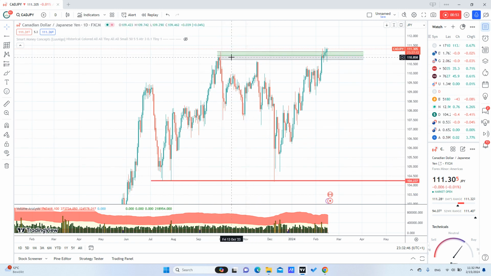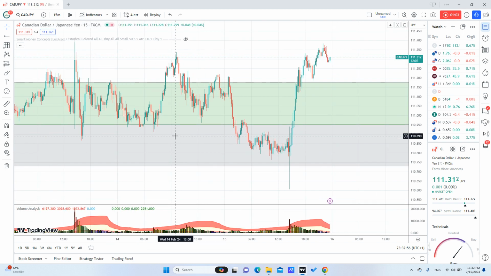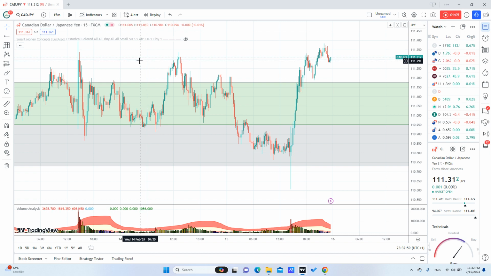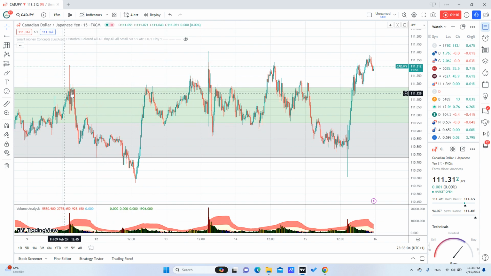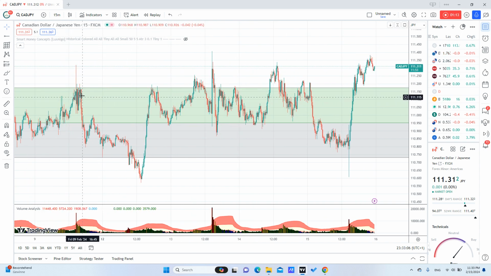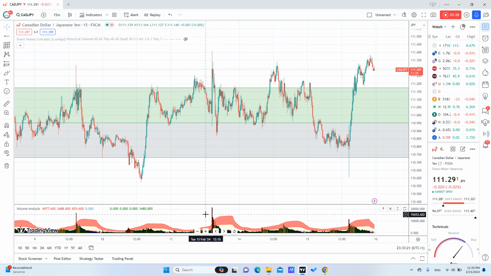As you can see here, this supply zone was taken out, and we have a very good confirmation on 15 minutes short. As you can see here, the same setup happened here. We have this first reaction after taking this huge supply zone, and as you can see here, the volume here is extreme on this wick, and again on this wick the volume is extreme.